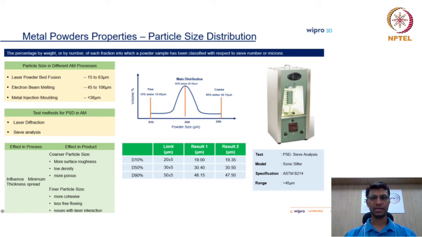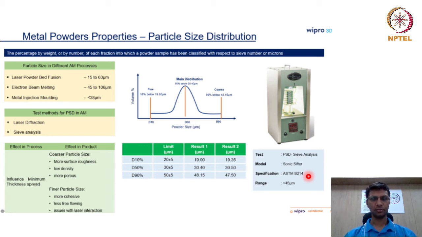So different AM processes require different powder sizes. Laser powder bed fusion requires a powder size in the range of 15 to 63 micron. EBM requires a powder size in the range of 45 to 106 micron. And metal injection molding requires powder in a smaller size, below 38 micron.